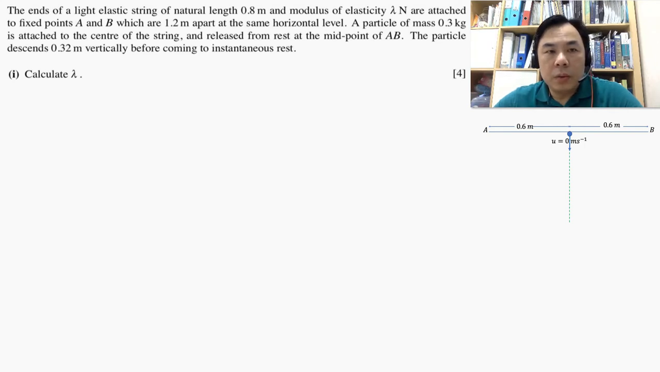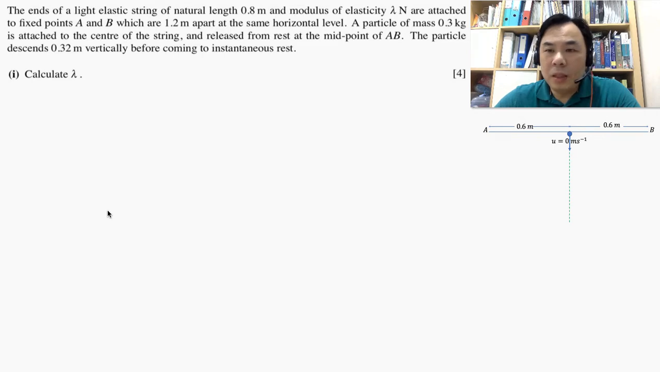Okay. So if you read that through, we have a string that has a natural length of 0.8 meter and a modulus of elasticity of lambda newton here. And then at the middle of the string, we are going to attach a mass or a particle of 0.3 kilogram that is attached to the center. Right now, the distance between A and B is 1.2 meter apart.